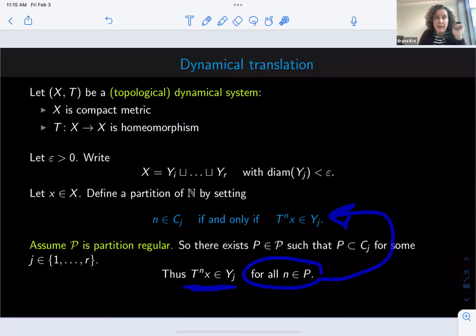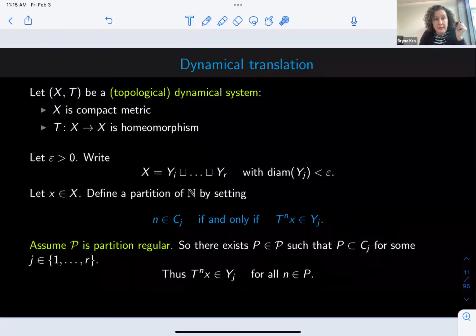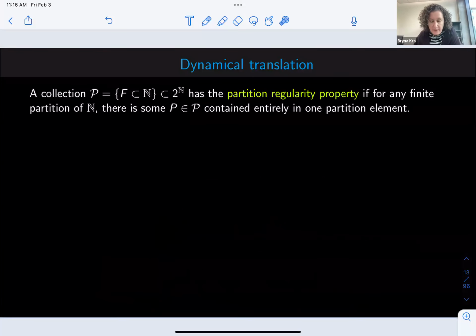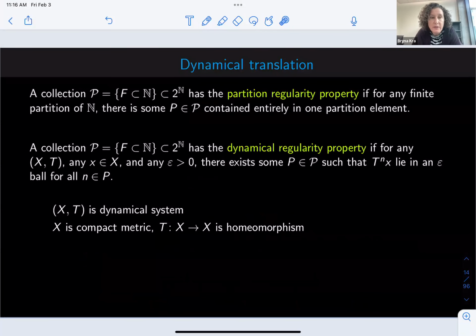partition. But we also pick those Yj's to be very small in diameter, which means that they all lie in one little epsilon ball. So we've accumulated all of these iterates where maybe we're iterating along some collection P or arithmetic progression or something else. Okay. So what I've just done is I have actually taken that original definition of the partition regularity and defined a new notion from it, which is dynamical regularity. And what we showed is that if you are partition regular, you are dynamically regular. So let me give you the definition.